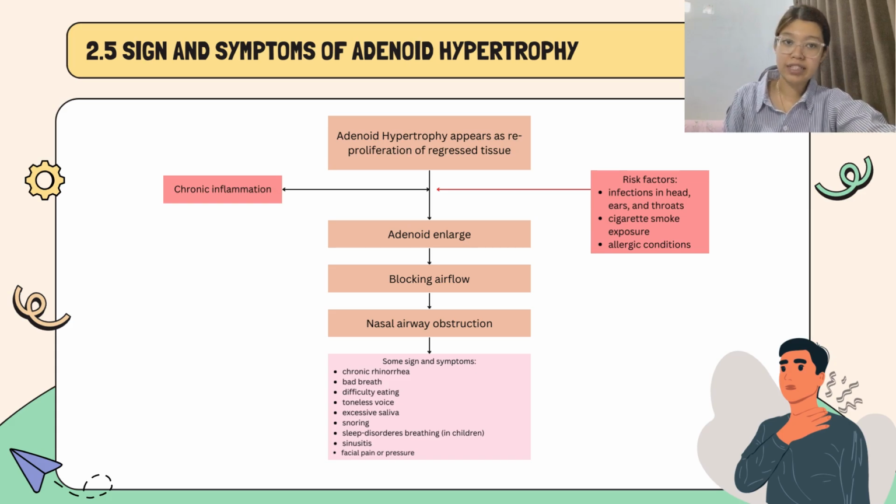Given that adenoid hypertrophy is related to the middle ear, nose, and paranasal sinuses, the clinical evaluation of adenoid hypertrophy needs to be based on a comprehensive otolaryngological examination.